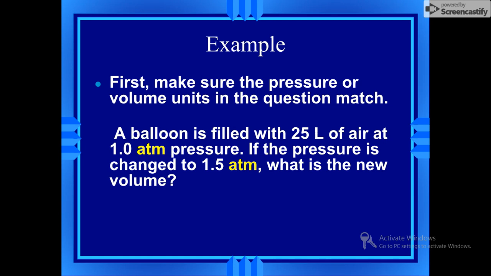The first thing that we need to do to solve this is to make sure that our pressures are in the same unit. We see that our initial pressure unit is atmospheres, and our final unit for pressure is in atmospheres. So we are all good with that. We don't have to worry about converting anything from atmospheres to kilopascals or millimeters of mercury. We are good.